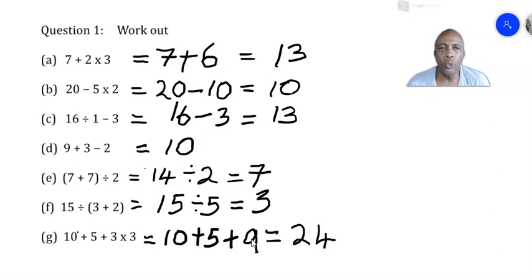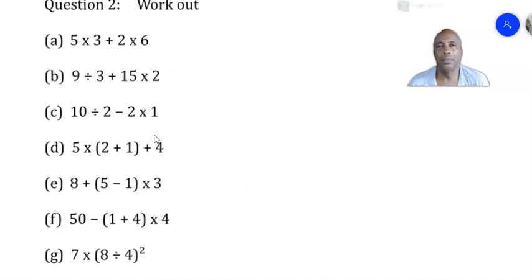Okay, let's move on to question 2. So this is question 2. So it's just a little more complicated, but just follow the Bodmas rule and you can get all of them.